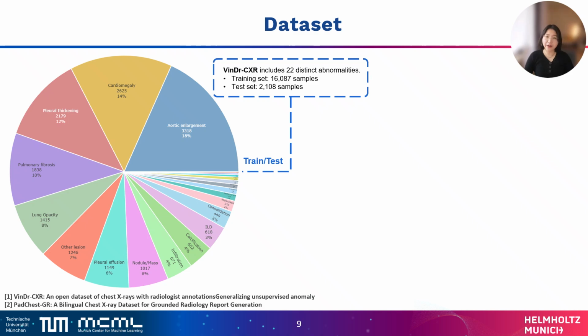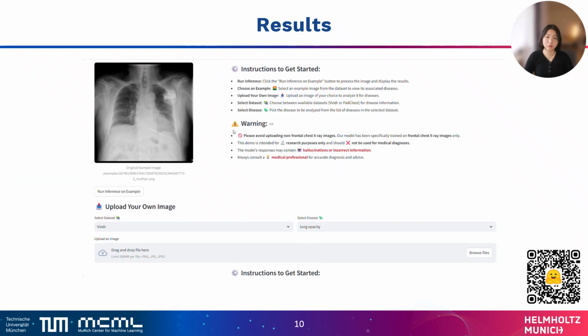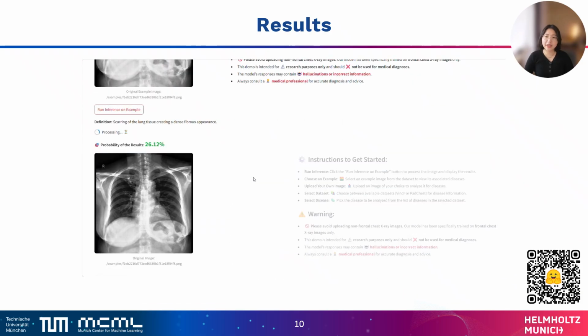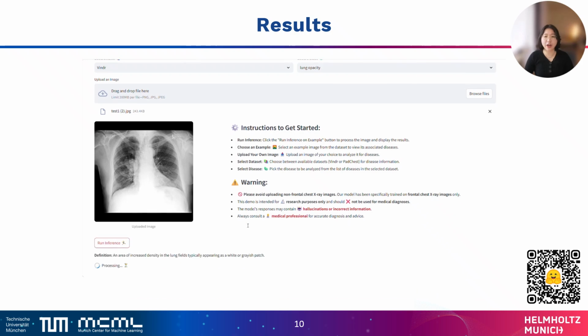We evaluate K2Sight on two datasets. First is the VinDr-CXR dataset, which contains 22 abnormalities with over 16,000 training samples. Another dataset is PET-CHESS-GR, which evaluates generalization ability and includes both known abnormalities and unseen out-of-distribution diseases. This allows us to test not only performance but also robustness to unseen diseases. Here, we show qualitative examples through our demo interface. Given a clinical description, K2Sight generates grounded abnormality localization on chest X-ray.